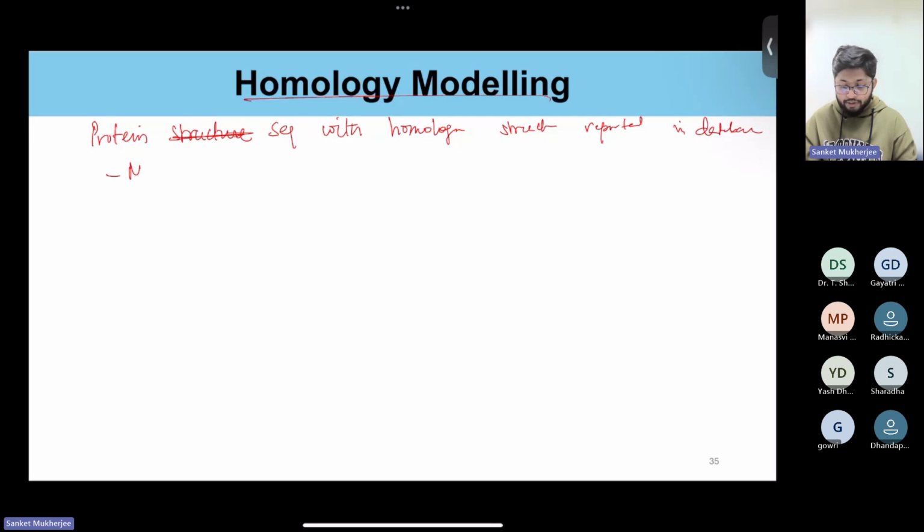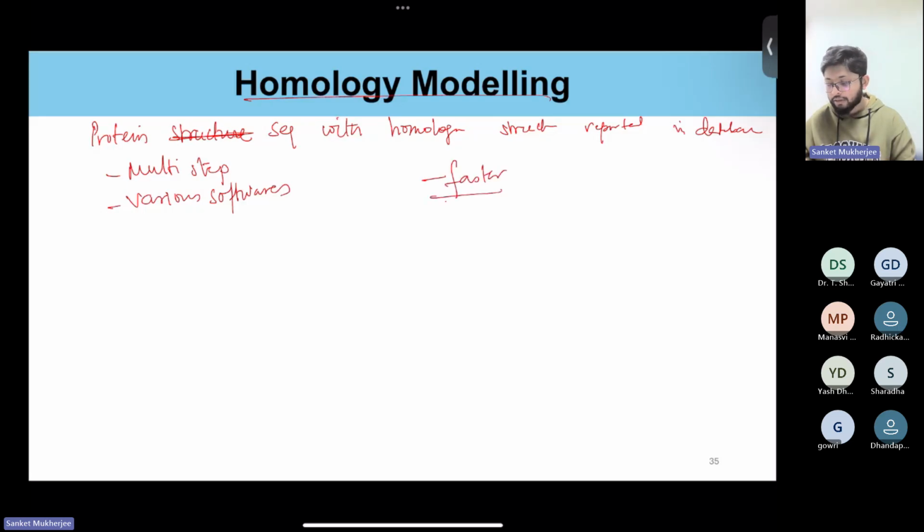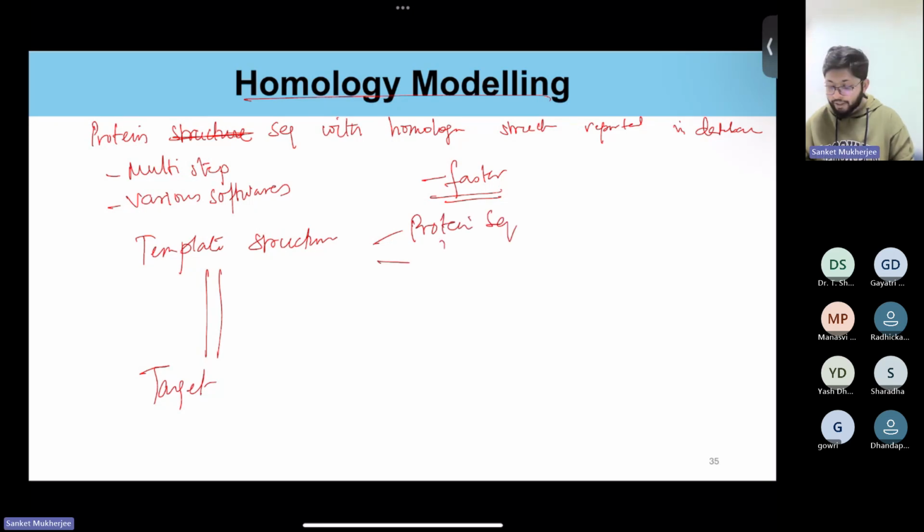So it's a multi-step process, and there are various softwares for this. It is usually much faster, even computationally, because a structure is already known. Again, as I told you, there is a template structure and you have your target enzyme. In case of the template structure, the protein sequence information, the folding information, and the 3D coordinates all are known.